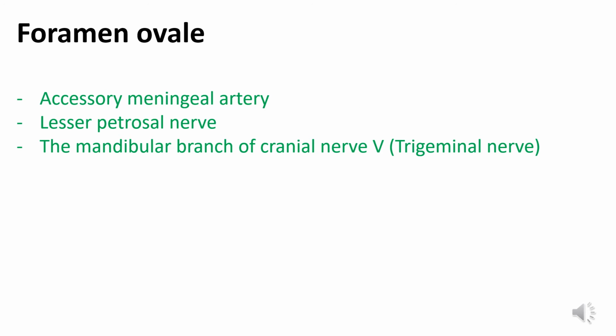Taking a look at the foramen ovale, the accessory meningeal artery, the lesser petrosal nerve, and the mandibular branch of the cranial nerve 5 or trigeminal nerve pass through this foramen ovale. Please take note this is found in the middle cranial fossa, and the cranial bone involved is the sphenoid bone.